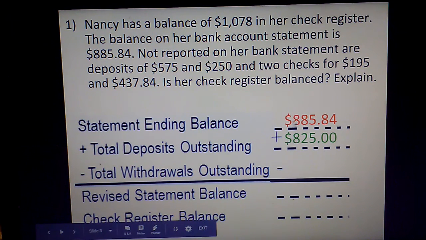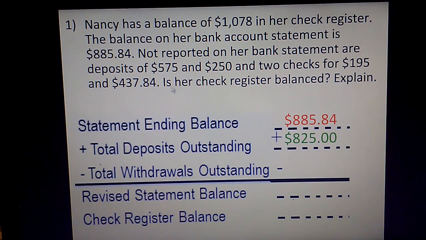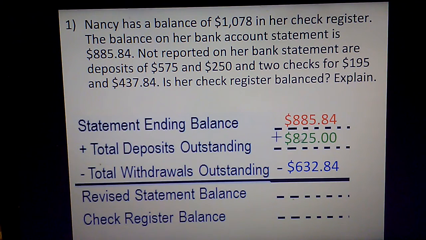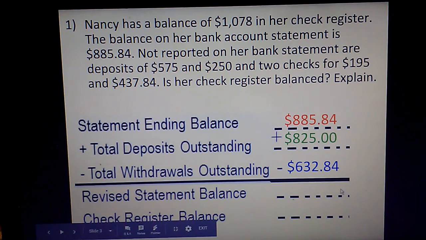The total withdrawals outstanding, these are the 2 checks that didn't clear. So again, we're going to take those totals and add them together, $195 and $437.84. The total goes here on this line. Now, notice the plus and minus signs here. That means this is one large math problem that we're going to do. So you're going to take $885.84 plus $825 minus $632.84, and you're going to write the answer right here in the next blank. That's your revised statement balance. You have to do the math to get that number.